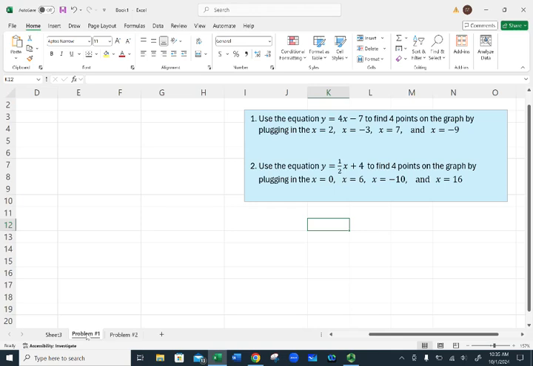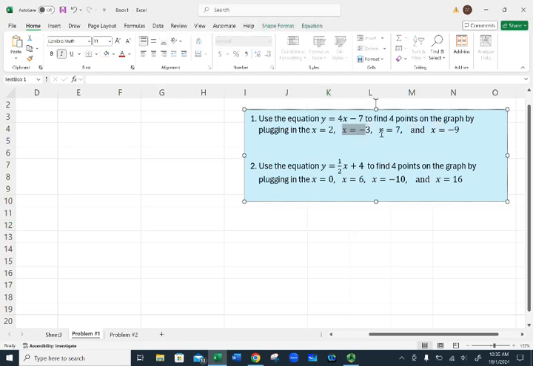So 4 steps. We replace x with 2, calculate y. Then we replace x with -3, and solve for y. Then we replace x with 7, we solve for y. We replace x with -9. So this repetition here is the same process 4 times.